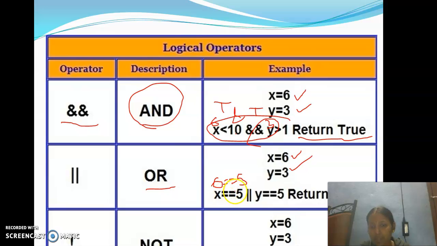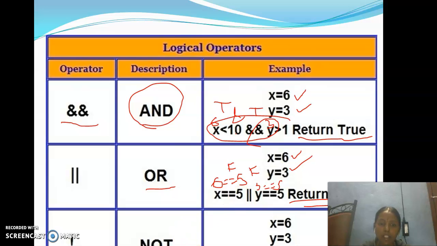Now is 6 equal to 5? No, this condition is false. Or y is equal to 5. What is the value of y? 3. Is 3 equal to 5? No, false. Now both the conditions are false, then the whole condition will be false.